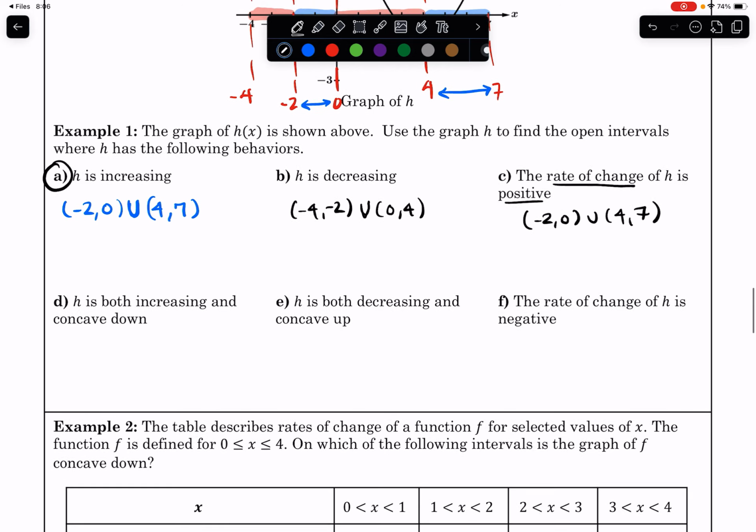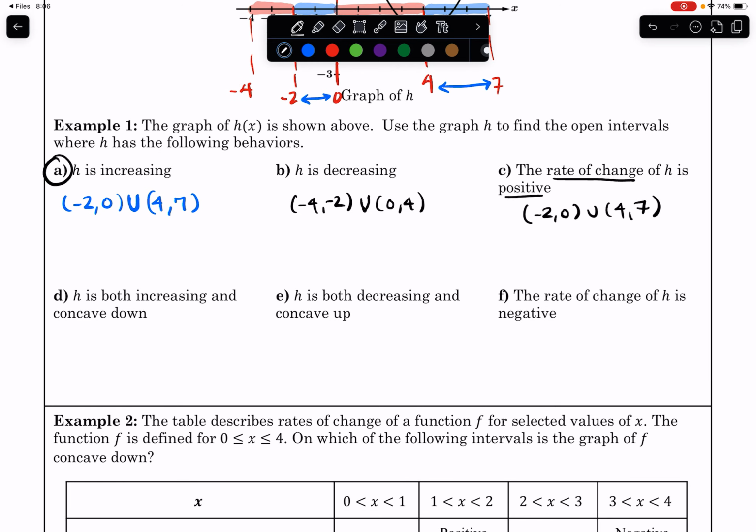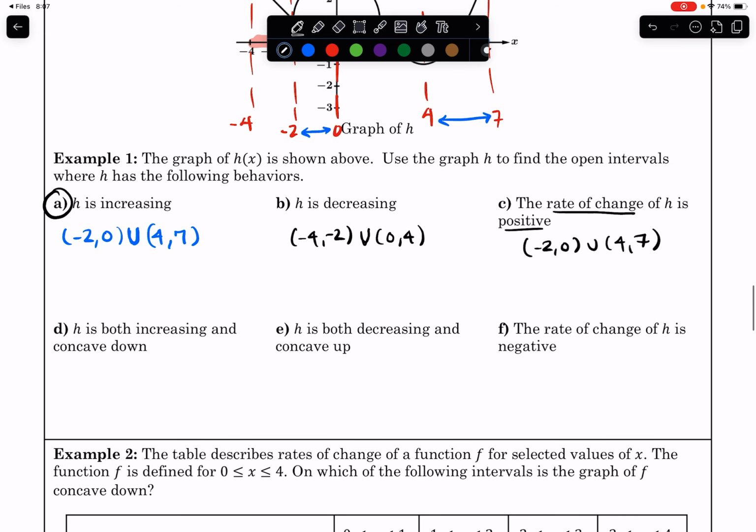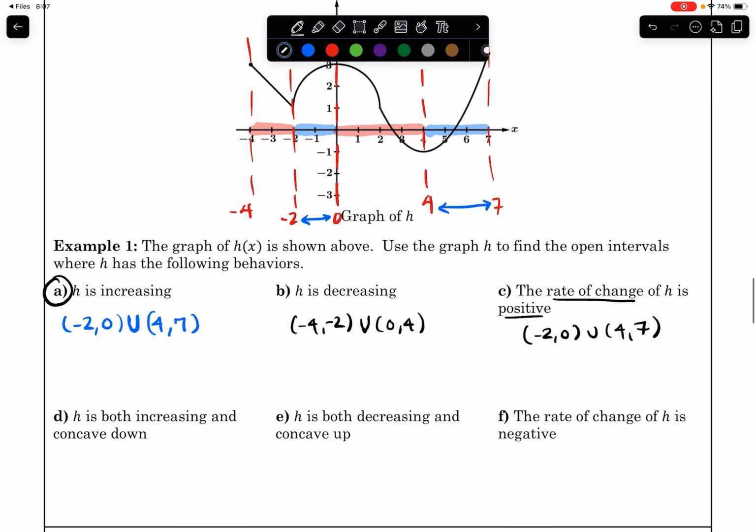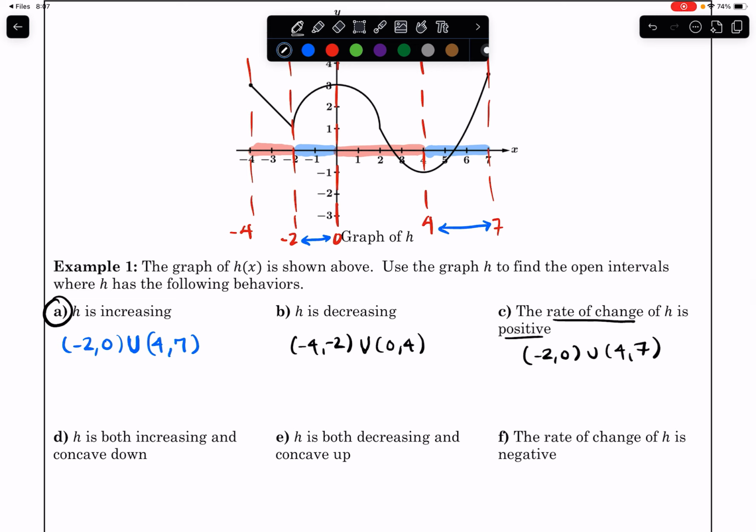Letter D asks, when is h both increasing and concaving down? So let's look in the sections where our graph is increasing. Well, we know that we're increasing in the blue sections. So let's look at the blue sections. Inside this blue section, we're increasing, we're going up, and it is concaving down. So we are concaving down right there. So notice this right here. This is an example of concaving down.